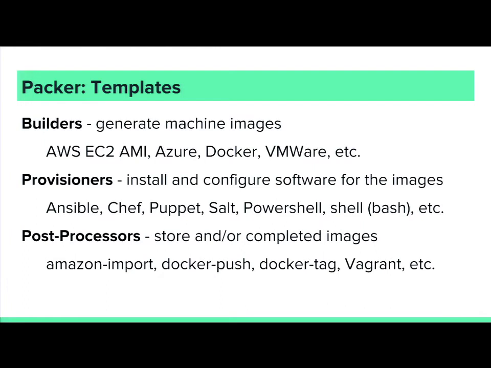Post processors, once you've completed generating the image, once you've completed configuring it, you can take that image and you can do various things with it. You can send it to Amazon, you can push it to a Docker registry, not just Docker Hub. If you've got a different registry you're using, you can push it there. Typically you use Docker push and Docker tag in conjunction. So tag the image, push it all kind of at once. You can send it to Vagrant.